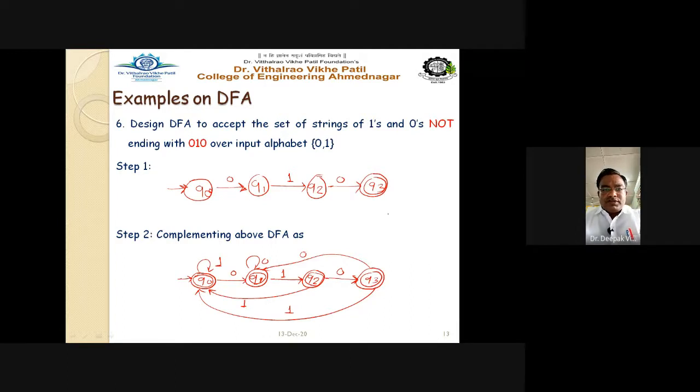So first draw the DFA where the strings end with 010. Now you have to take the complement of the above DFA, meaning mark all the states as final, make the final state a non-final state, and draw the remaining transitions on the remaining inputs. Getting this point? So this is the example. Just go through it. Now we'll go to the next example.